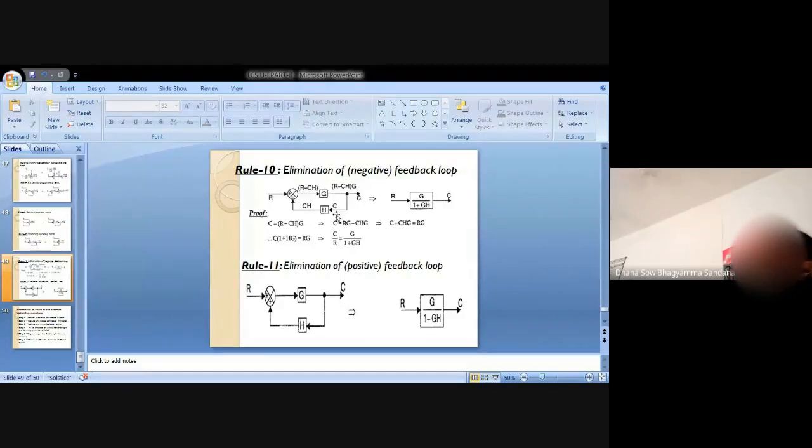In the last class I was telling you that in the case of a negative feedback system, we will get a plus instead of a minus. How it is plus, we will discuss now by these equations. Next, rule number 10 is elimination of negative feedback loop.